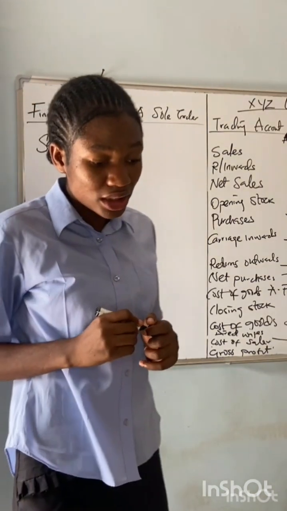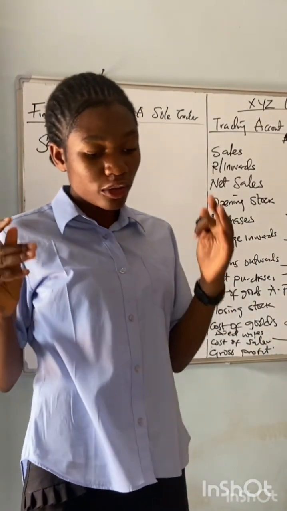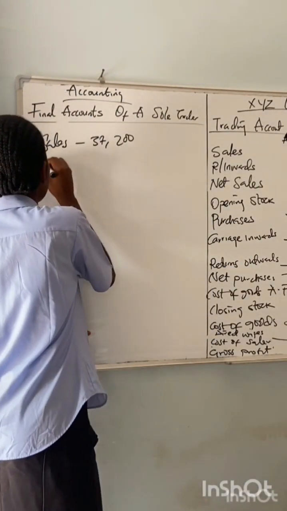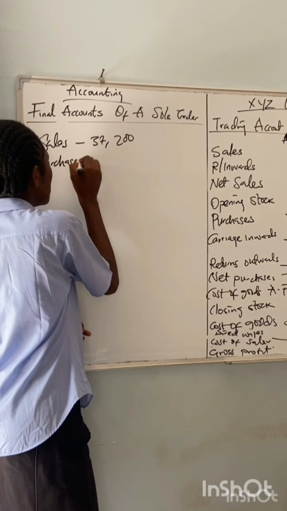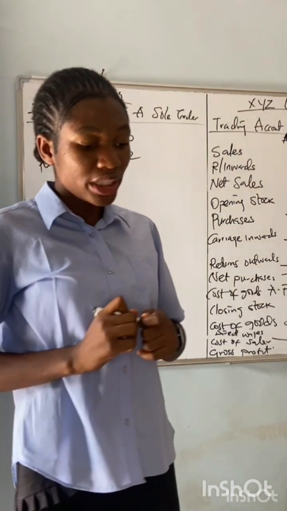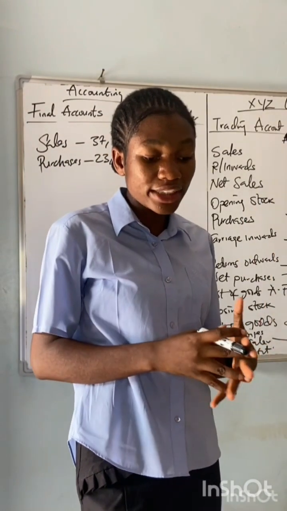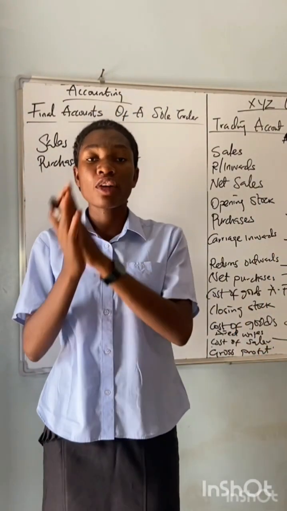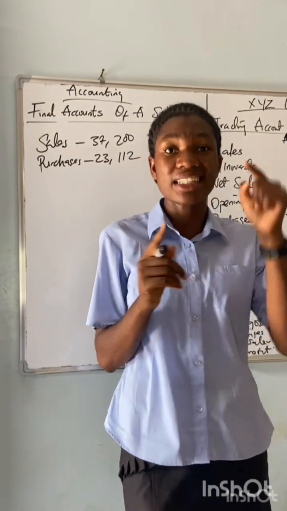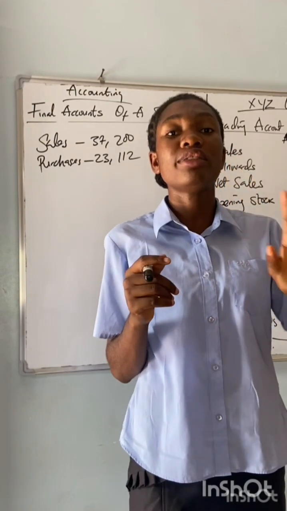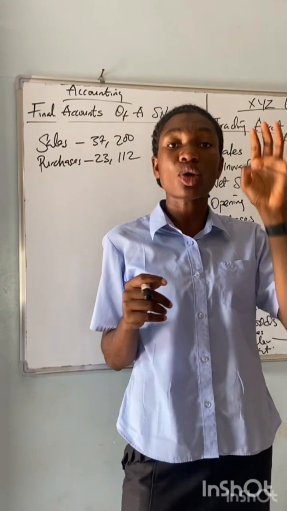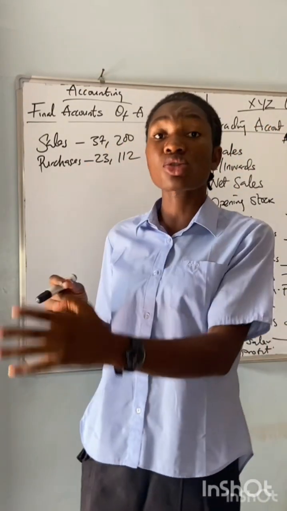Now the next thing we have is purchases of 23,112 naira. This is our purchases value. Now we have inventory, that's the opening inventory. In our trial balance, whatever value of inventory we see is the opening inventory. It's something to note that what we see in the trial balance is always the opening stock or inventory.